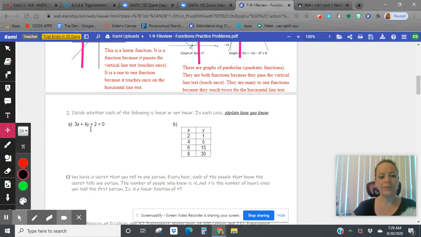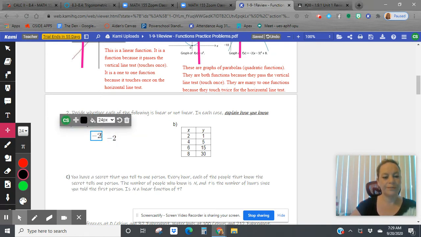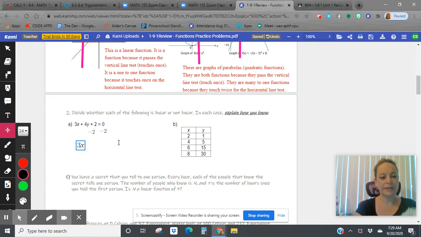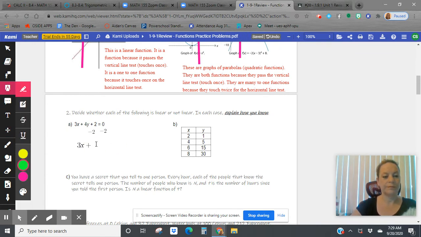First of all, if I can try to move things around and make this look like one of the forms of my linear equation, then that will help me. So what if I subtract 2 from both sides of this equation? All right, if I subtracted 2, that would leave me 3x plus 4y is equal to -2.